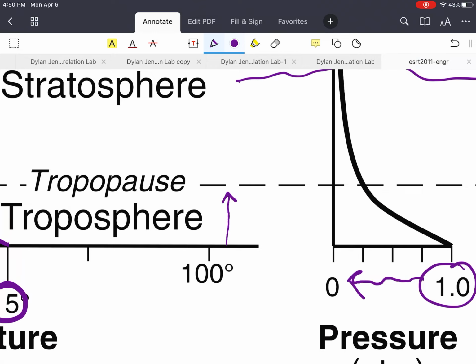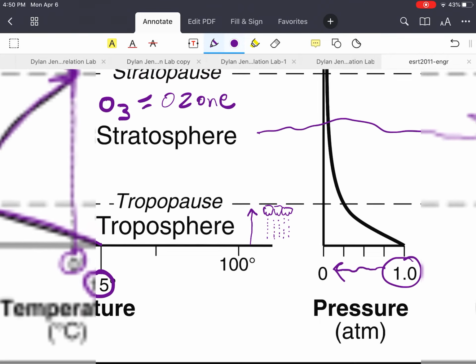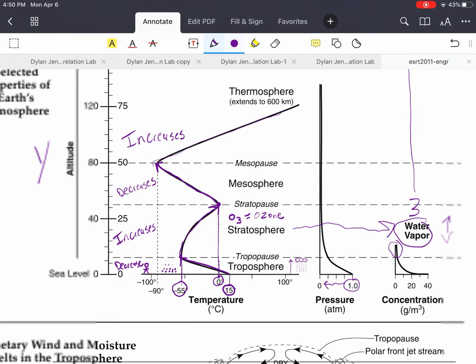If it gets cold, that water vapor, which is a gas, can turn back into a liquid. Those liquid water droplets will turn into clouds. When those clouds are filled with liquid water, that liquid water can fall back down to Earth as precipitation. So water vapor gets stuck in the troposphere.